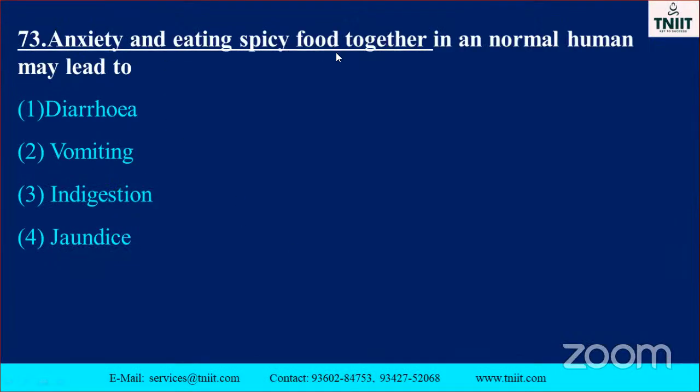Anxiety and eating spicy food together. Spicy food means, you know about what is spicy. Okay. In a normal human may lead to diarrhea, vomiting, indigestion, and jaundice. Diarrhea is not possible. Vomiting is not possible. Indigestion is possible. Jaundice is not possible. So the option is, which one, you know, third one. Go to the next one.